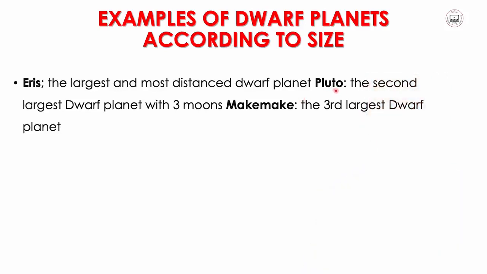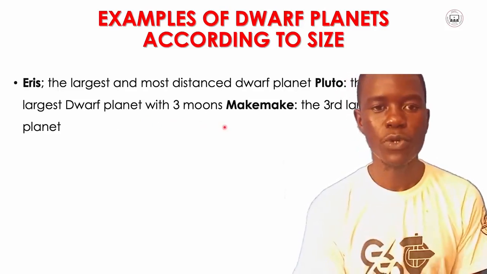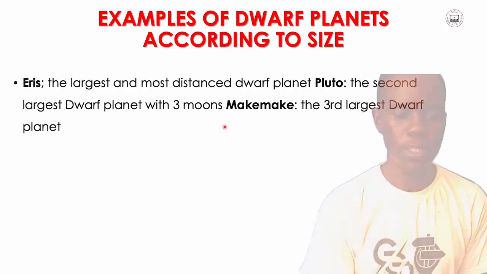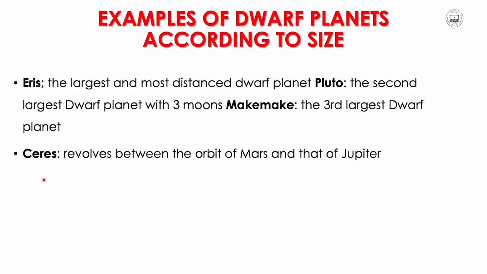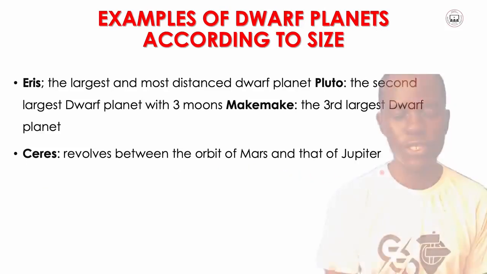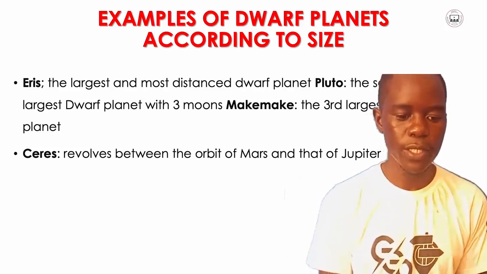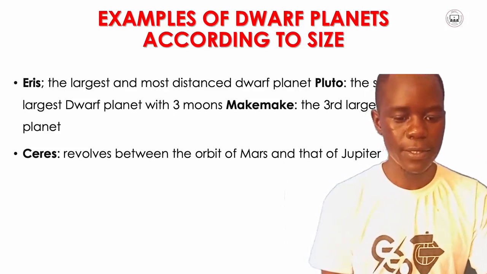The second one is Pluto, and this is the largest dwarf planet with 3 moons. Another one is Mercury, and this is the third largest dwarf planet. And then we have Ceres, and this Ceres revolves between the orbit of Mars and that of Jupiter. So you can find Ceres as a dwarf planet between the orbit of Mars and that of Jupiter.